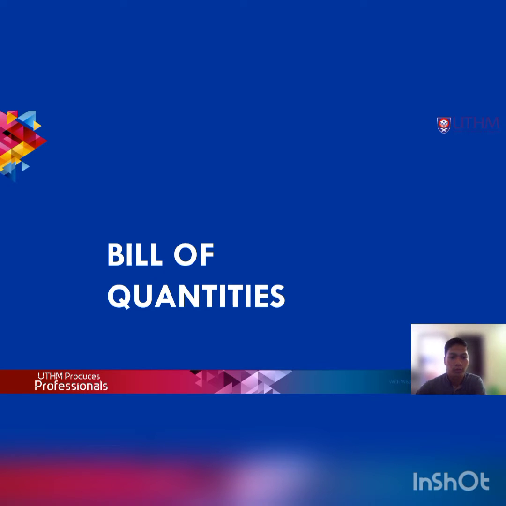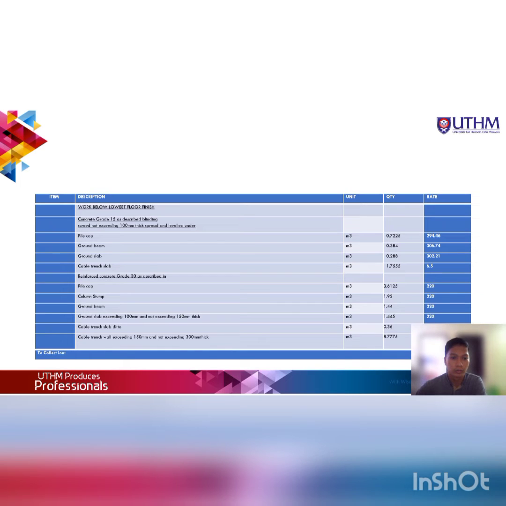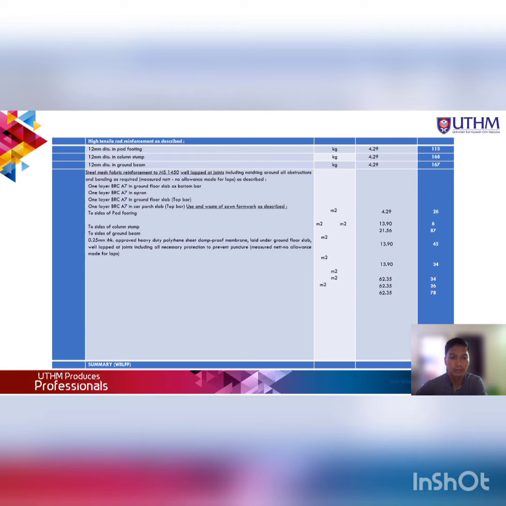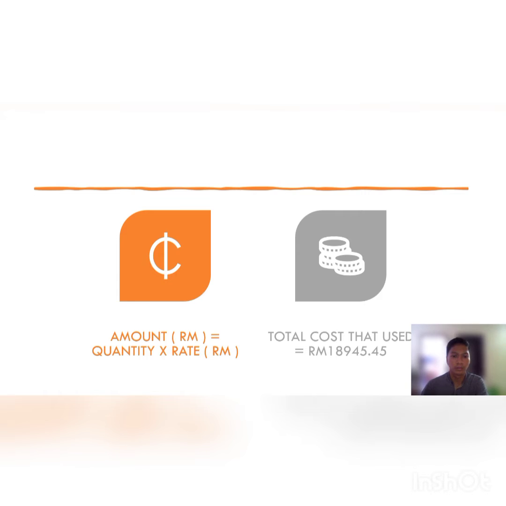So now I will continue with the bill of quantity. This is the table that shows the work below lowest floor finish. The concrete that we use in this project is concrete grade 15. And this table shows the work for the pile cap. And this shows the high tensile rod reinforcement as described. This is for the amount. Amount is the quantity times rate in Ringgit Malaysia. So the total cost that we use is 18,945 ringgit 45 sen.